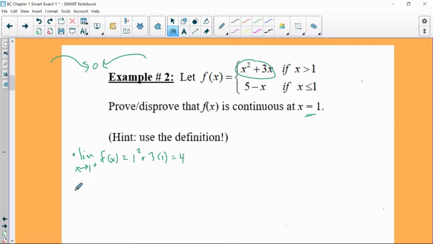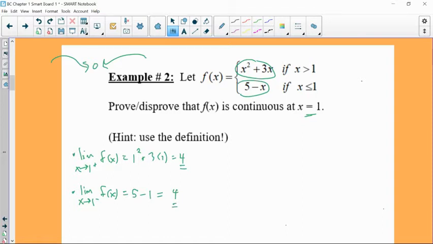Okay, then step 2. You say, what's the limit as x approaches 1 from the left of the function? And again, make sure you're writing your limits, make sure you're writing your functions. And again, you could write out this part, so 5 minus 1, but ultimately you still have to tell me it's 4.